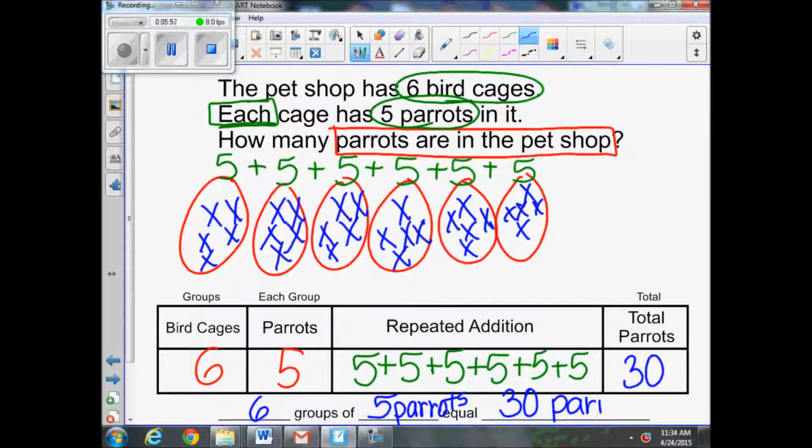Beautiful. Our next step today is to take it to the repeated addition and to find our total. You think it's going to be easy sneezy? Yeah. Absolutely. Thank you.